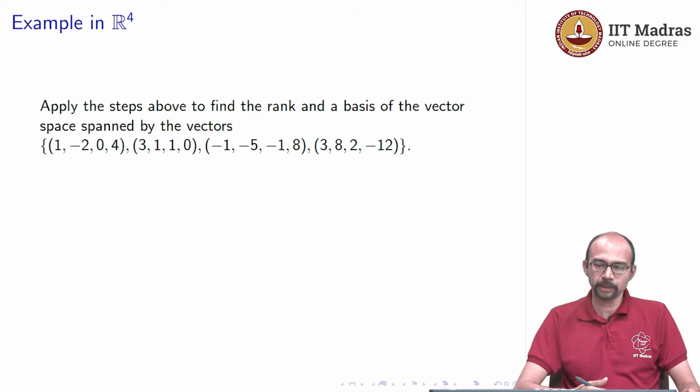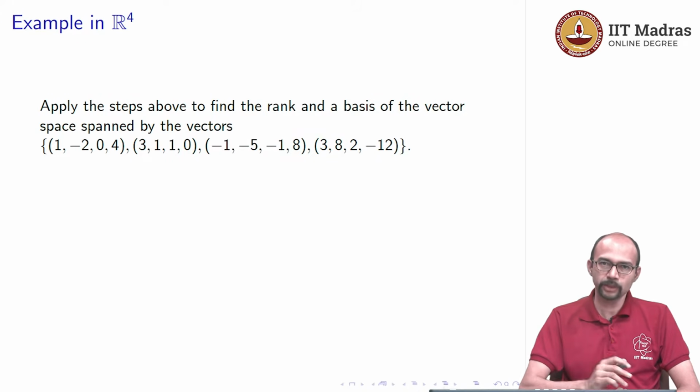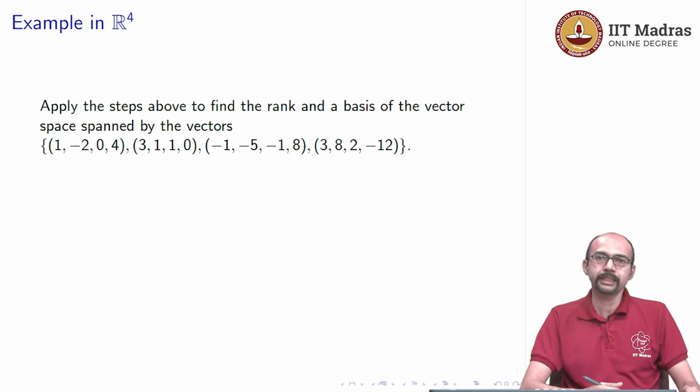So, let us do an example in R 4 to find the dimension and basis for the vector space spanned by the vectors 1 minus 2 0 4, 3 1 1 0, minus 1 minus 5 minus 1 8, and 3 8 2 minus 12. Now, I have written rank here. Usually I use the word dimension, but as I commented in that previous video, they are often interchanged, and this ambiguity is there depending on which source or text or person you interact with.